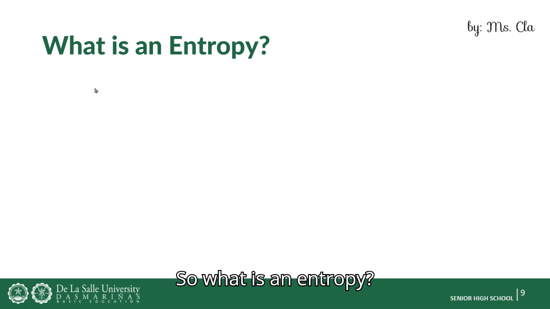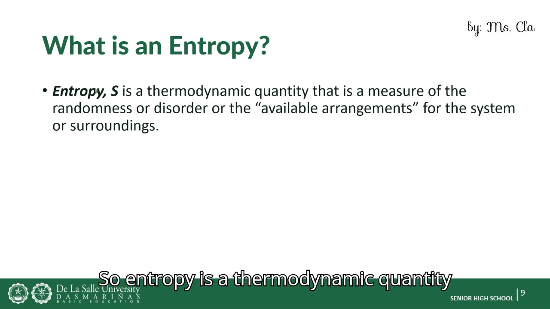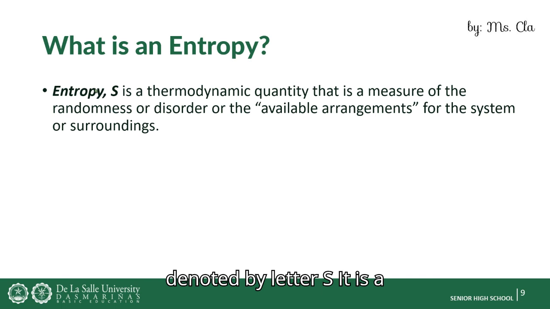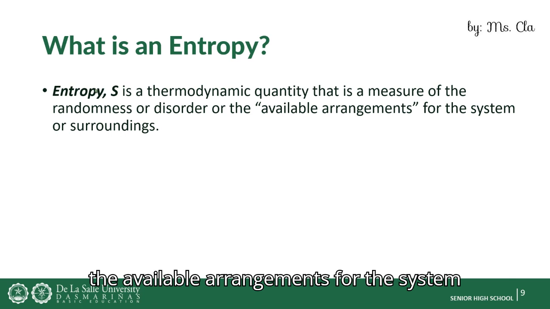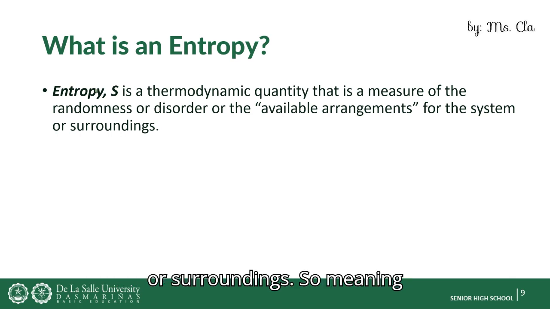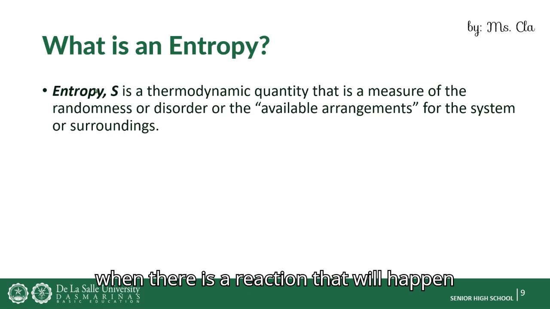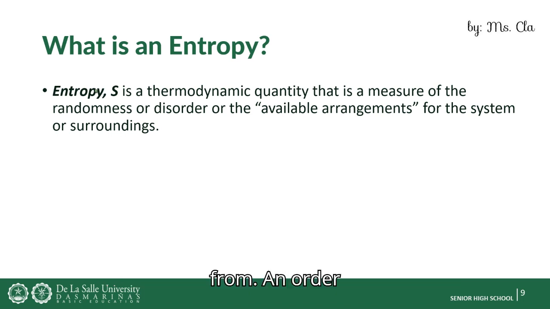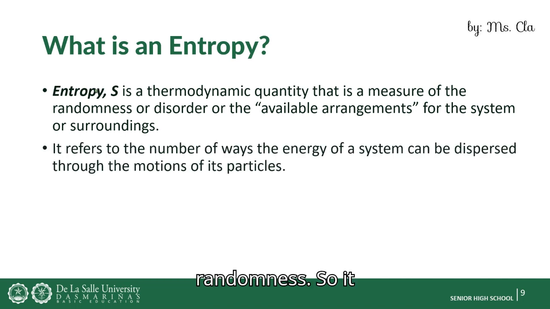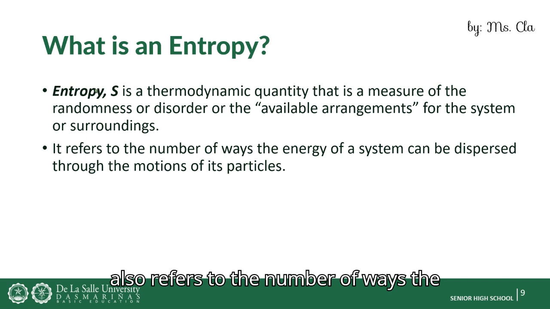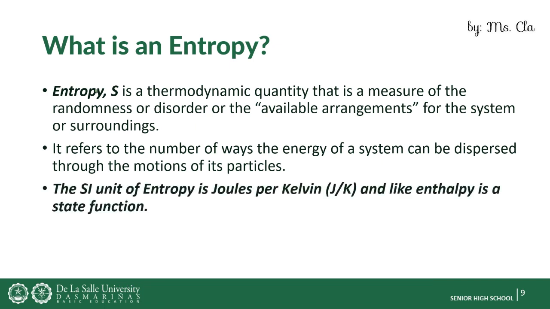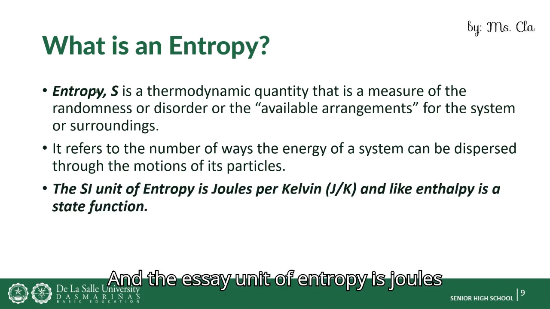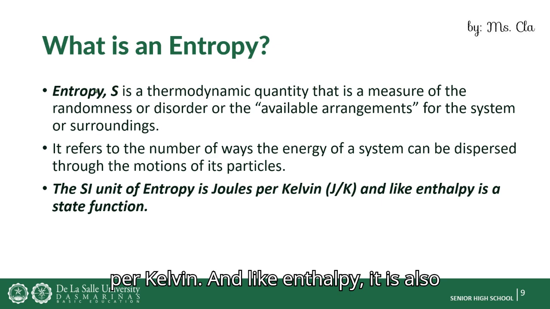So what is entropy? Entropy is a thermodynamic quantity denoted by the letter S. It is a measure of the randomness or disorder of the available arrangements for the system or surroundings. So meaning a reaction that goes from order to disorder or randomness. It also refers to the number of ways the energy of a system can be dispersed through the motions of its particles. And the SI unit of entropy is joules per Kelvin, and like enthalpy, it is also a state function.